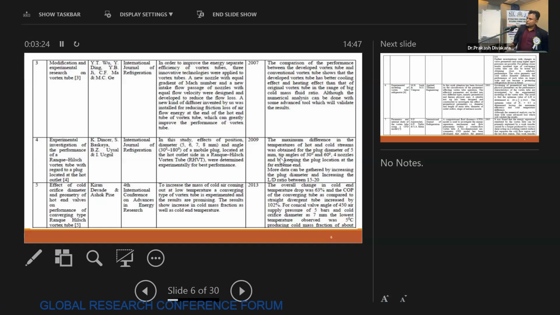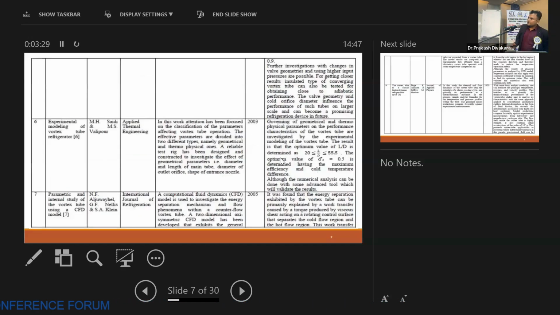Then the effect of the cold orifice diameter geometry at the hot end. This also shows that there is a 102% increase in the COP. Similarly, some authors like M S Sethi have also done a very good amount of work, where they have seen this L by D ratio. This is actually the aspect ratio, what we say, the length by diameter ratio of the vortex tube, and it should lie between these values so as to get the optimum coefficient of performance of the machine.